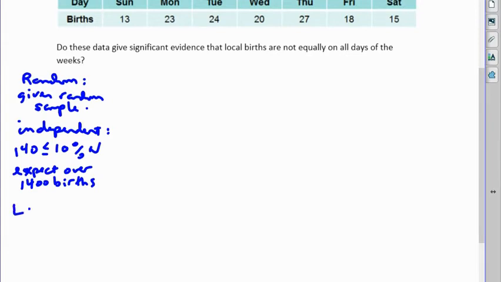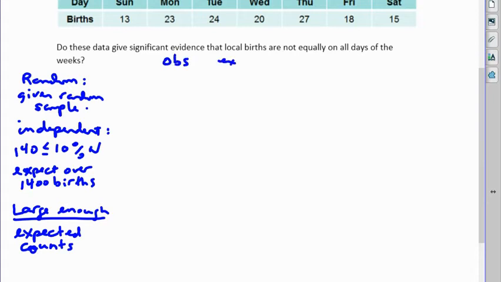But then we need our large enough condition, and that's the one where we actually need our expected counts. So we are going to be looking at our expected counts. We have to look at them. So let's set this up: observed, expected, for the days of the week. I'm just listing out the data.